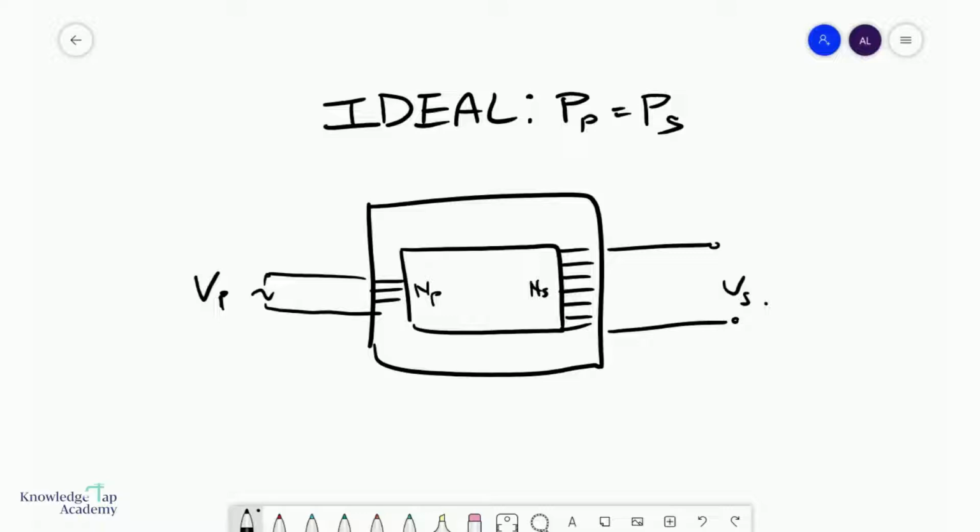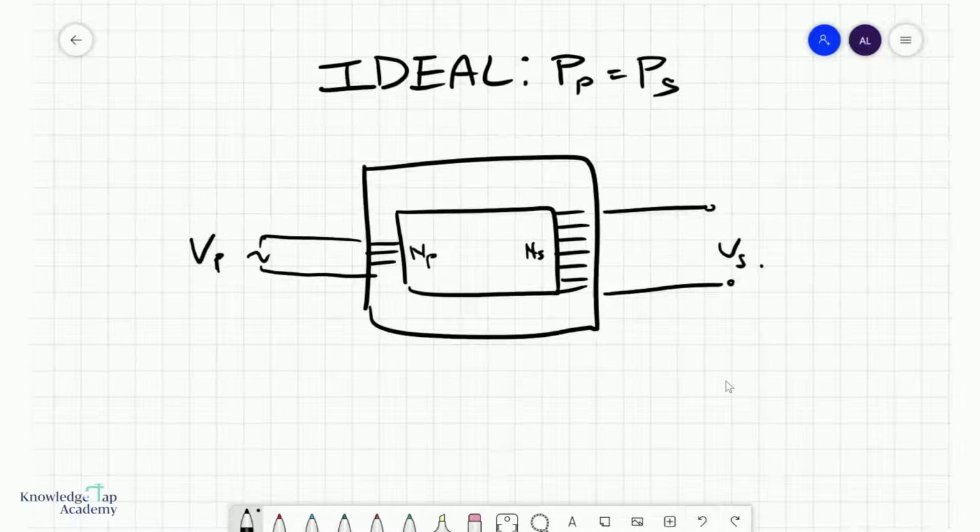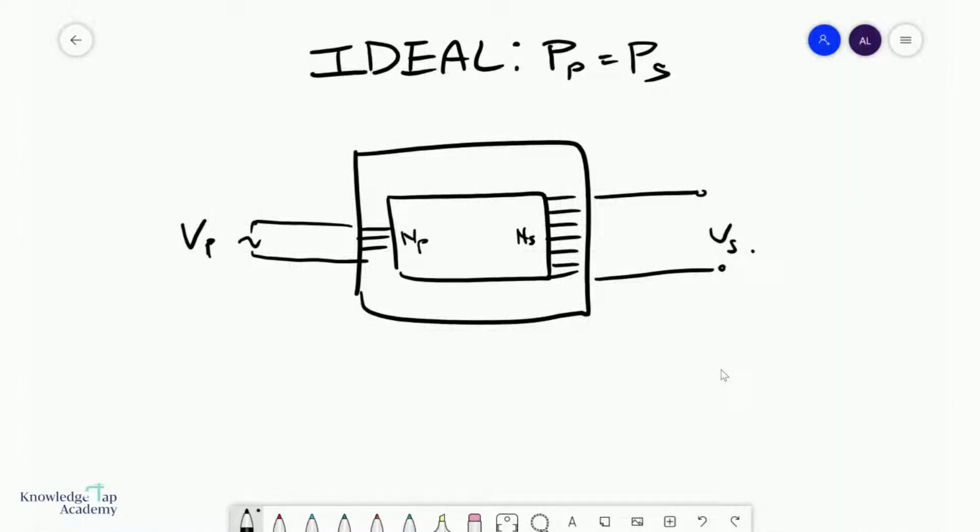So what we're going to do now, we're going to look at ideal transformers. Now, an ideal transformer is one that does not lose any power within the transformer itself. In other words, the power generated on the primary side must equal the power that is generated or produced on the secondary side. And so let us look at some results of that.